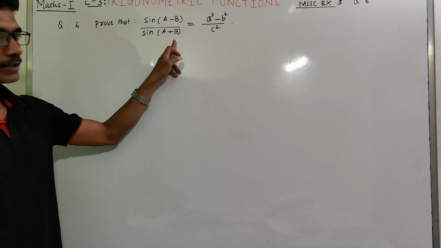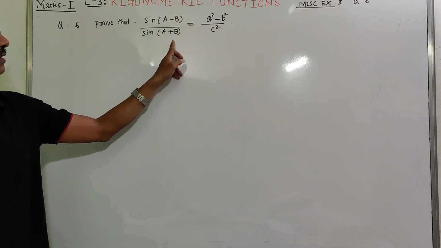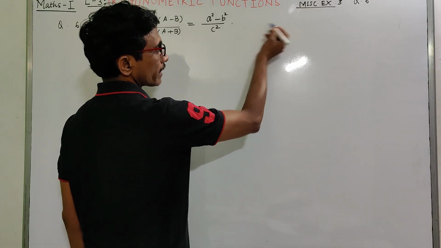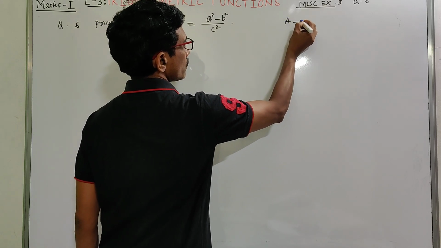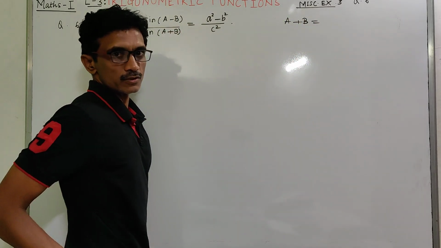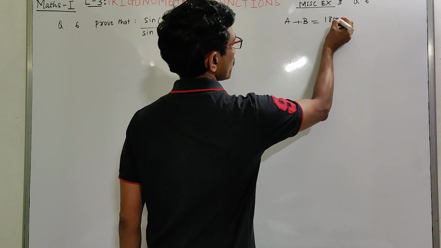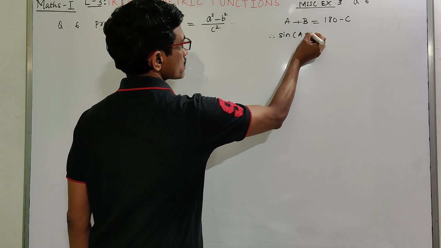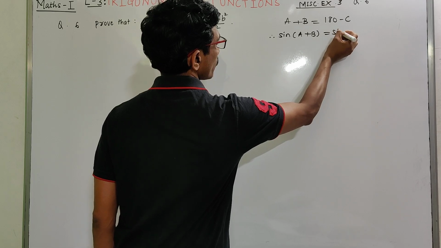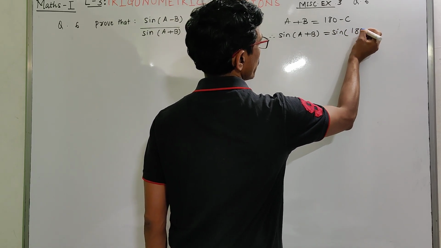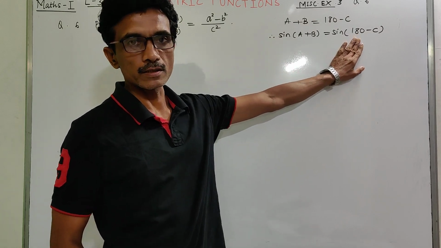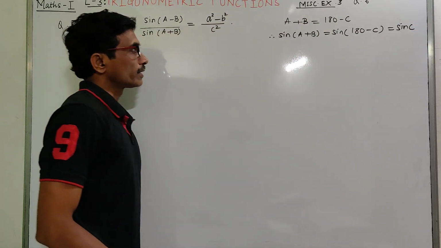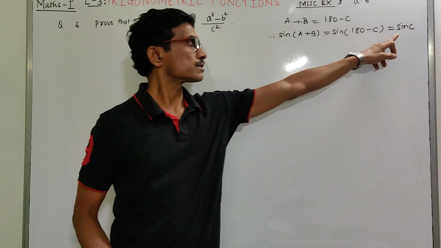So consider the left hand side, sine of (a minus b) upon sine of (a plus b). Look at the denominator, that is a plus b. We can express in triangle ABC, a plus b plus c is 180, so a plus b is 180 minus c. Therefore sine of (a plus b) is equal to sine of (180 minus c), and sine of (pi minus c) is equal to sine c, so in the denominator, sine of (a plus b), we will write sine c.